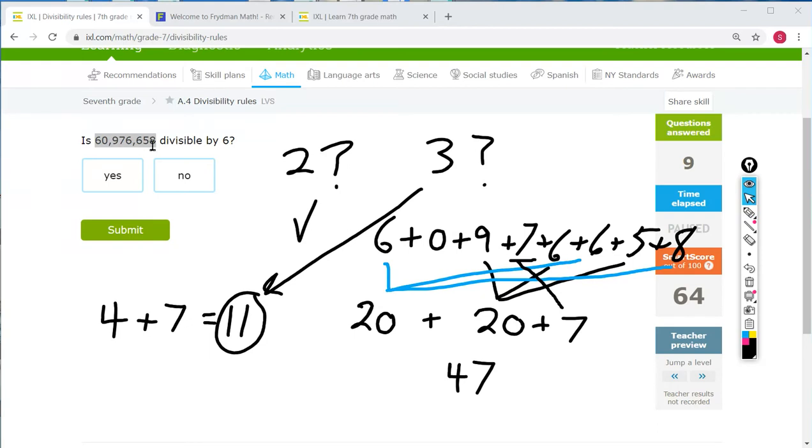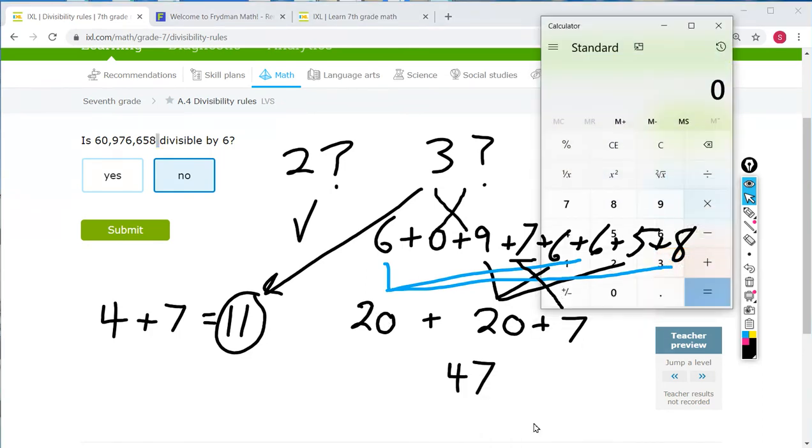So we did a lot there, so let me just remind you what we did. To check if this number is divisible by 6, I have to check to see if it's divisible by 2 and 3. It is divisible by 2, and I know that because the last digit is an 8, but it is not divisible by 3. That's what we just checked over here. So since it is not divisible by 3, it is also not divisible by 6. So we'll click on no there.